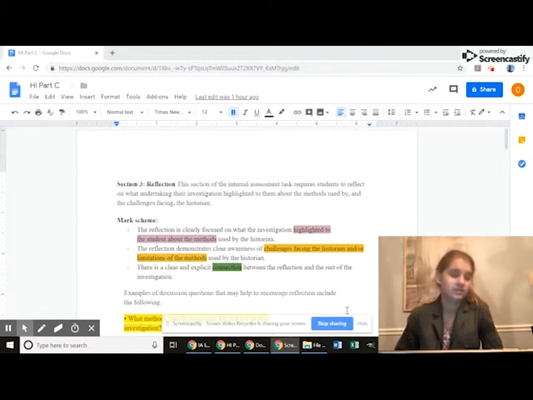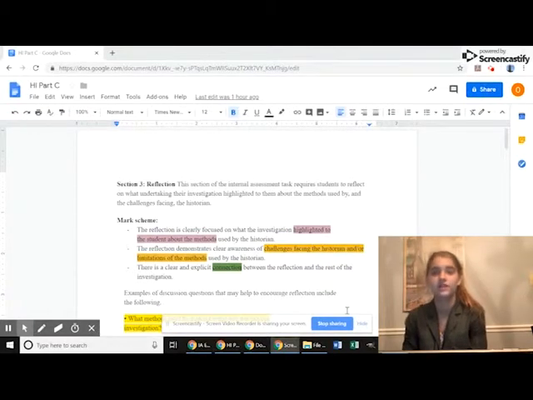Hey everybody, so today we're going to be talking about Part C of your HI, also known as the reflection. So just a quick summary. This section of the internal assessment task requires students to reflect on what undertaking their investigation highlighted to them about the methods used by and the challenges facing the historian. So this is going to be about 300 to 400 words. You could probably go a little under.